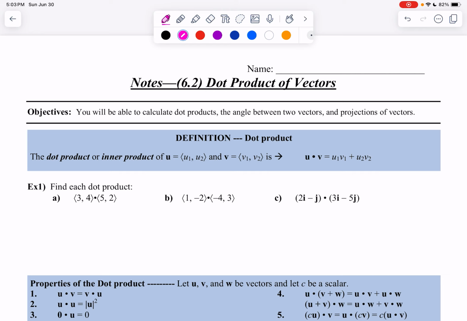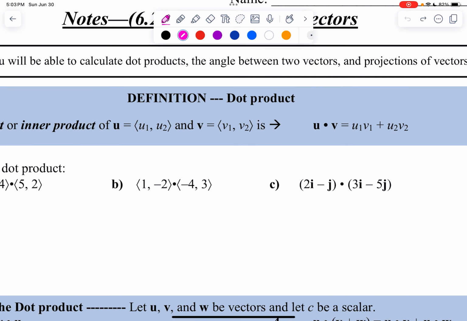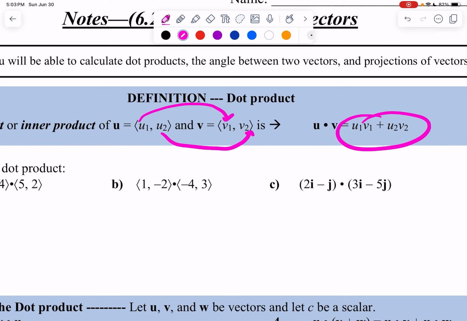So to start off, what I would start off with is the definition of what a dot product is. It's basically where you're given two vectors u and v. And from there, what you would do is multiply the first term of u times the first term of v, and then add the second term of u times the second term of v. So it would turn into this.